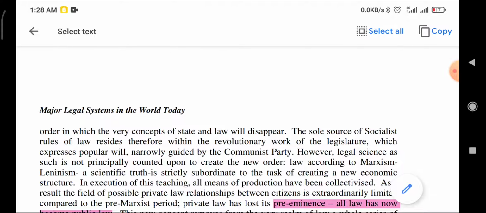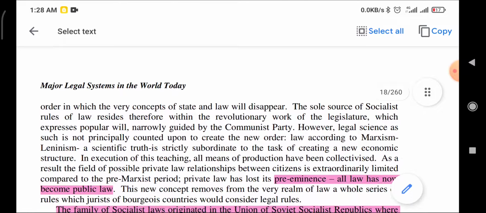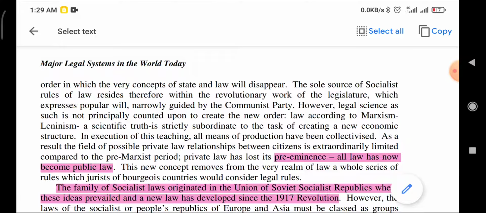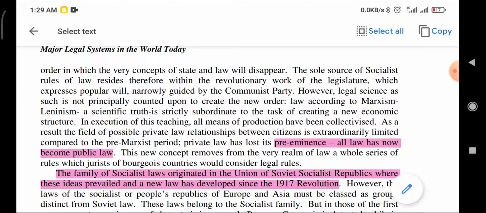However, legal science as such is not principally counted upon to create the new order. Law, according to Marxism-Leninism, a scientific truth, is strictly subordinate to the task of creating a new economic structure. In execution of this teaching, all means of production have been collectivized, and as a result the field of possible private law and relationships between citizens is extraordinarily limited compared to the pre-Marxist period. Private law has lost its preeminence. All law has now become public law. This new concept removes from the very realm of law a whole series of rules which jurists of a bourgeois country would consider legal rules.